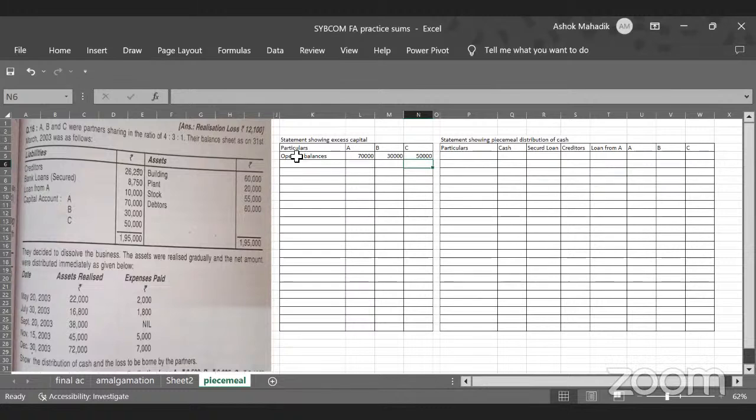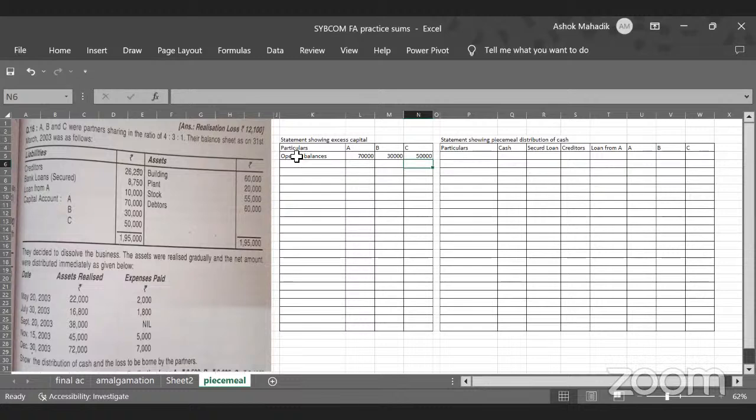After particulars, first make cash column, that is available cash. Then if government dues or outstanding wages had been there, I would have written that first. Then secured loans, then creditors, then partners loan, and then partners capital. Clear? This order you have to maintain. Clear? Okay, so we'll go to the first statement, that is statement showing excess capital.